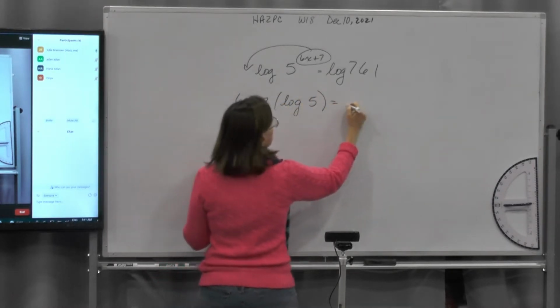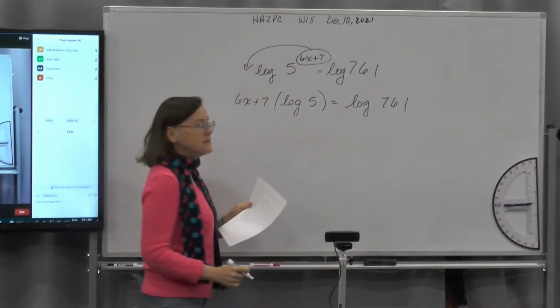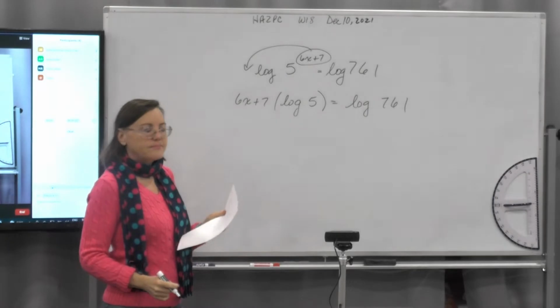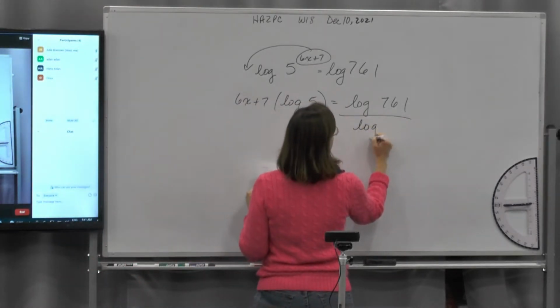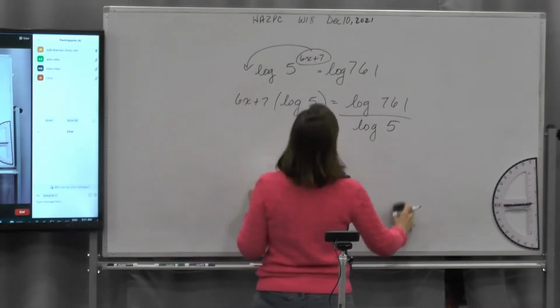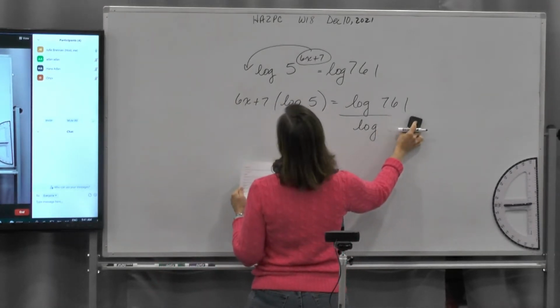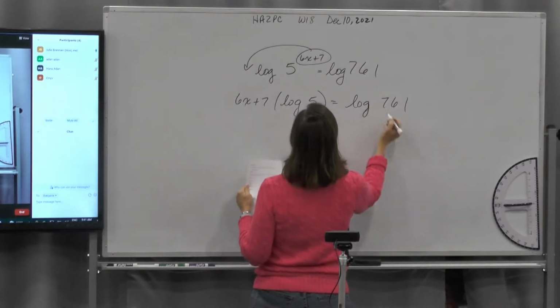I'm just gonna show you it does work. The log of 761, right? Divide both sides by the log of 5, right? Yes. There we go. Wait a minute, I don't wanna do that yet. Good grief. Wow, I almost messed that up. This is why I don't do this.